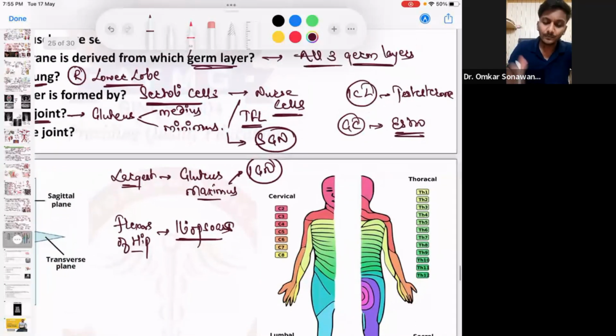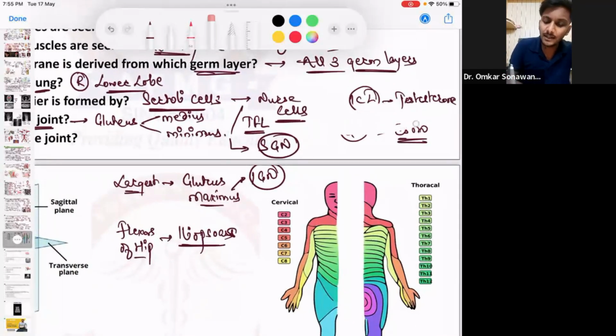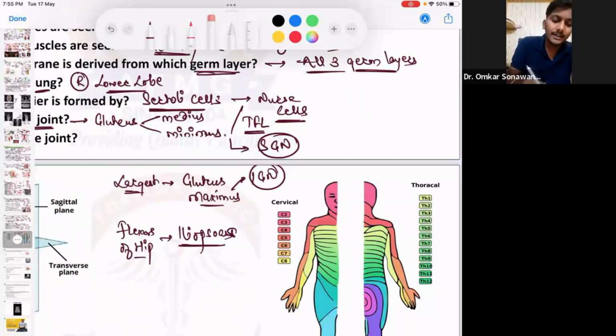And to assess this, which test can we do, to assess abduction of the hip? Very good. It is the Trendelenburg test, to assess the function of the superior gluteal nerve, or of gluteus medius, minimus and tensor fascia lata. Which test is done?